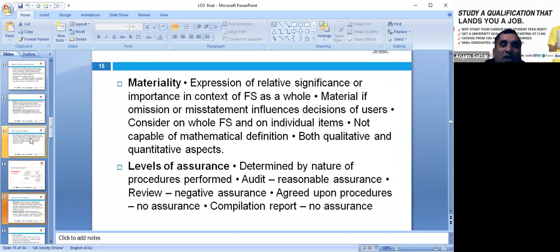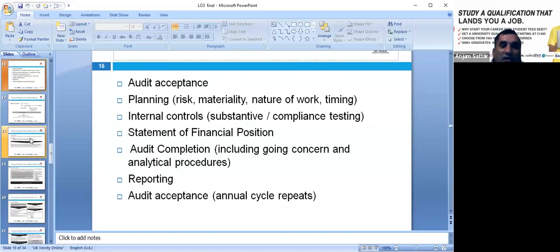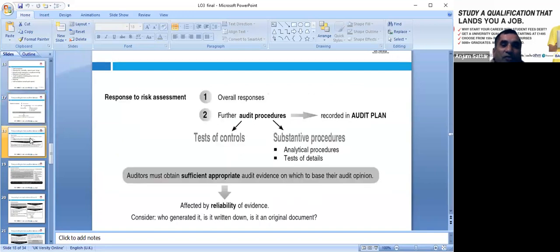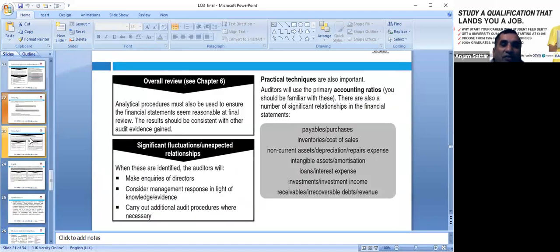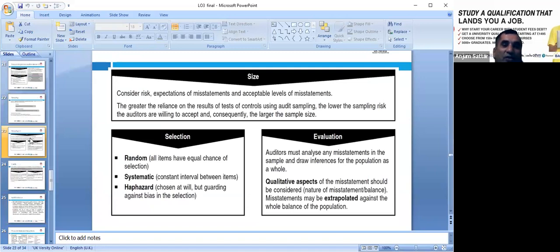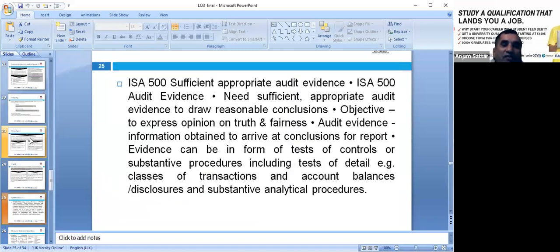Materiality: what material information is available, and they check it, and the level of assurance. Determine the nature and the procedure of the audit, and reasonable or negative assurance, nothing came to our notice. Yes, audit acceptance, planning, risk, materiality, all of which we can look at, and we had a discussion on all the different sorts of control, assertion, analytical procedures of control, sampling, tolerance level, acceptable level, audit software.